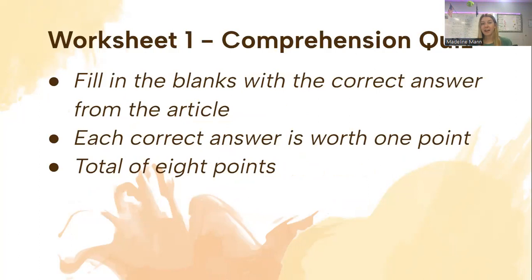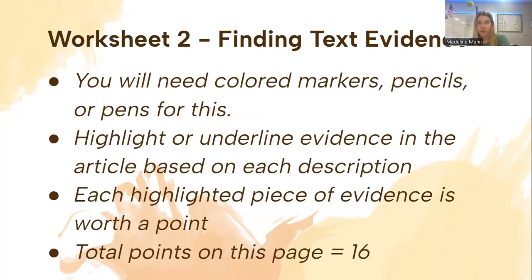Worksheet 1. So this is the comprehension quiz. What you're going to do is you're going to fill in the blanks with the correct answers from the article. Each correct answer is worth 1 point for a total of 8 points on this first worksheet. Worksheet 2 is called Finding Text Evidence. You're gonna need colored markers, pencils, pens, something colorful for this because it's gonna ask you to use a number of different colors. I have some that you can use in my classroom if you are here, but if you do have to take this home, you're probably going to need some of those materials at home as well.